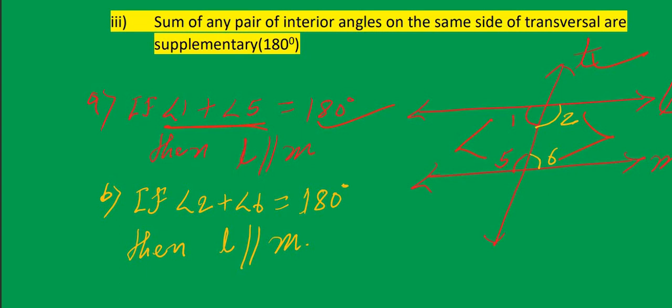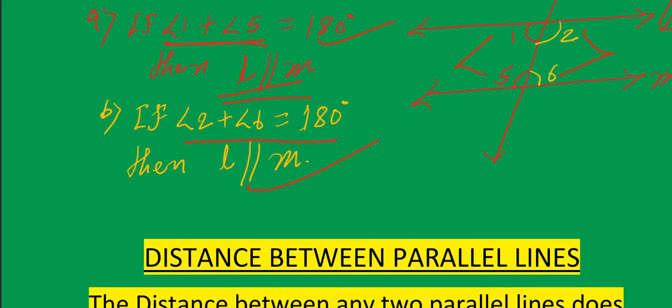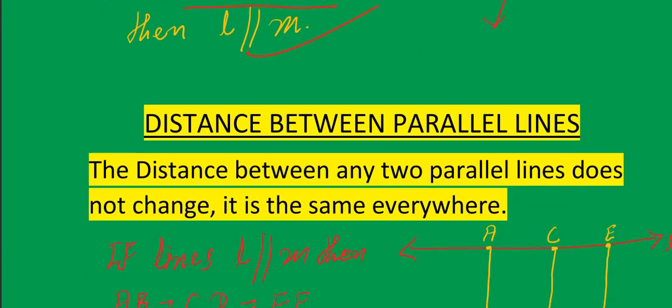So we can tell line L is parallel to line M. In the same case, we can say angle 2 plus angle 6 is 180 degrees, then lines are parallel. So these are three properties to prove two lines parallel or not.